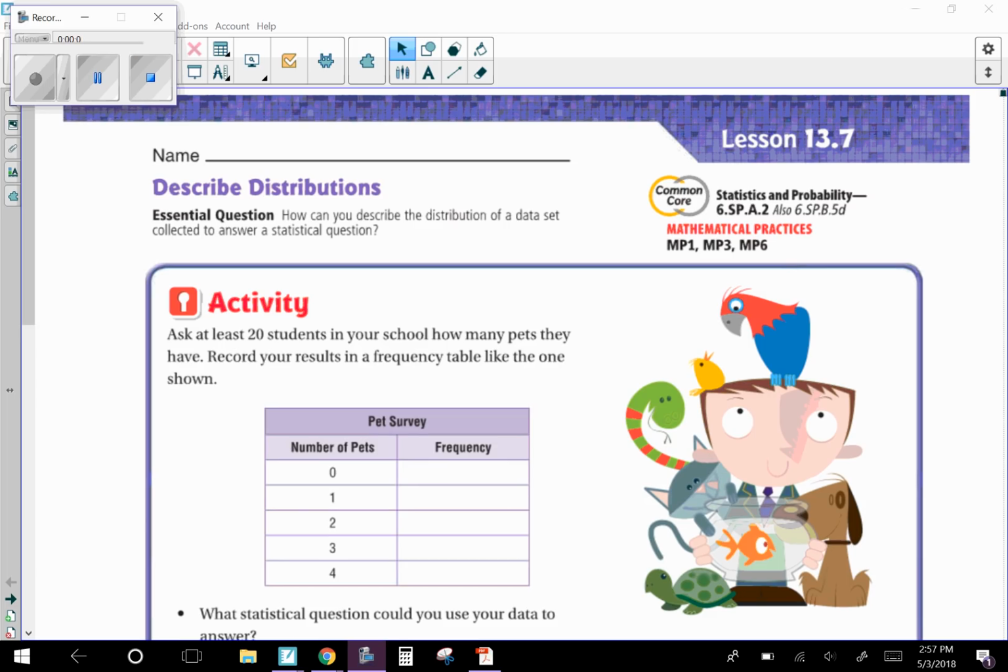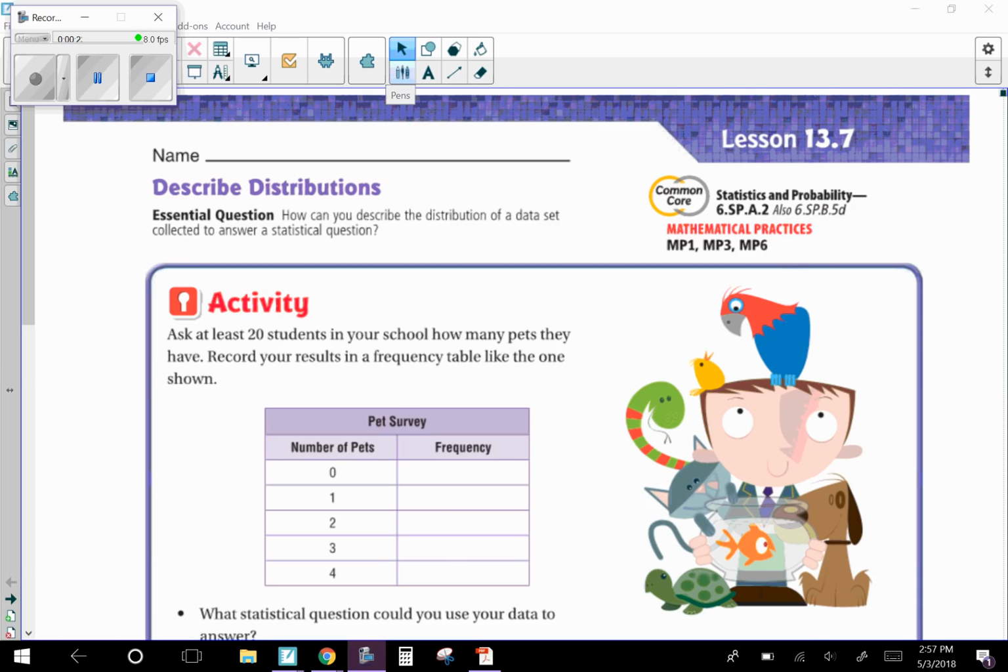Chapter 13, Lesson 7, Describe Distributions. Our learning objective is you will make a dot plot or histogram to describe the distribution of a data set collected to answer a statistical question. So our essential question here is, how can you describe the distribution of a data set collected to answer a statistical question?